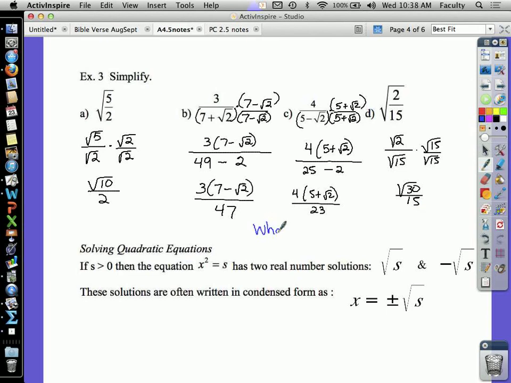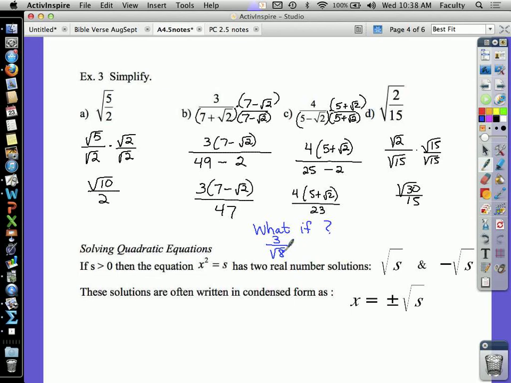Now, I want you to write this down. I have a what if question. Okay? What if I had given you 3 divided by the square root of 8?